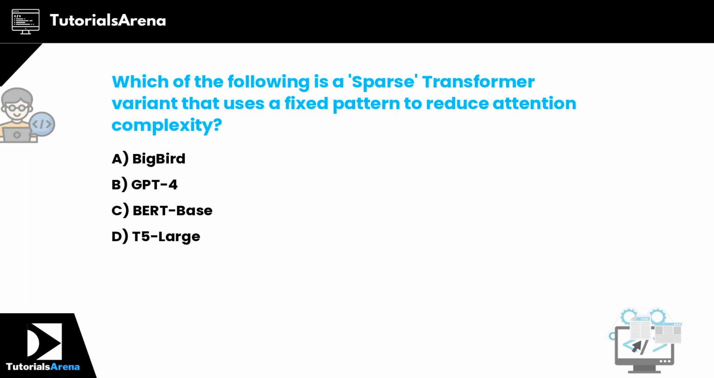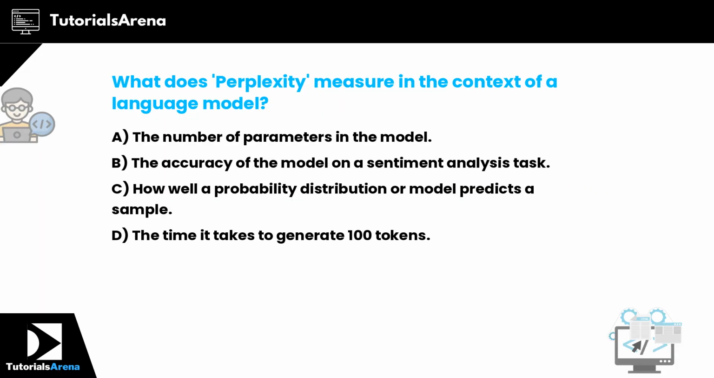Which of the following is a sparse transformer variant that uses a fixed pattern to reduce attention complexity? The correct answer is option A, Big Bird. What does perplexity measure in the context of a language model? The correct answer is option C. How well a probability distribution or model predicts a sample.